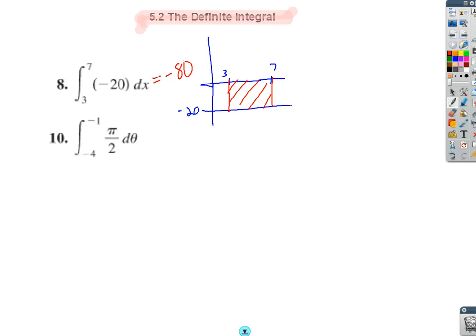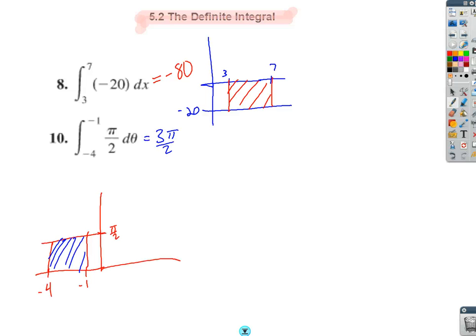I want you guys to go ahead and figure out what you get for number 10. Draw me a little graph. Show me what's happening, and we'll go from there. So here, again, here's my graph. Because it's above the axis, my area is 3 pi over 2, and my integral value is also 3 pi over 2. Here we go. Next one.